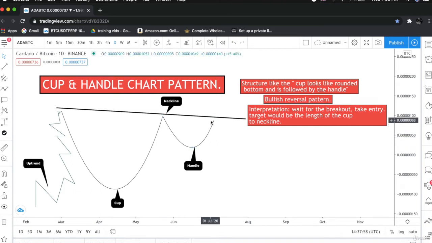The cup and handle is a bullish reversal pattern, and the interpretation is that we have to wait for the breakout and then we have to take entry.